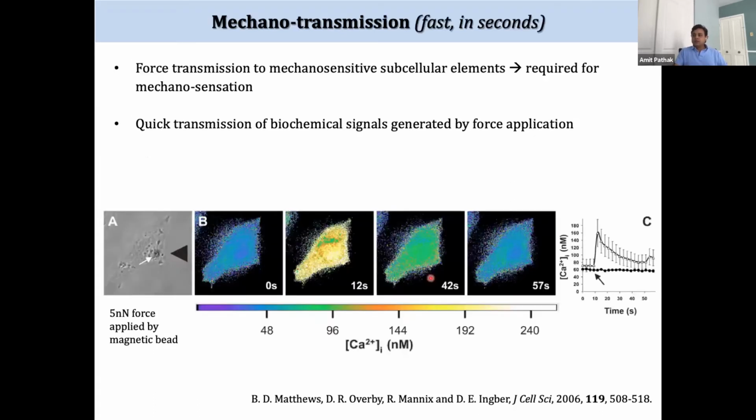And going over those three parts, mechanical transmission is the transmission of information within the cell. In this experiment, I provide the citation here. A small magnetic bead is attached onto the cell surface, and a force is applied. What you see in these color maps are calcium waves. They are a quick response to mechanical input. And as you can see, the calcium waves respond within seconds. And there's a peak on this plot on the right, and then the peak subsides and goes to a plateau again in about a minute or so.